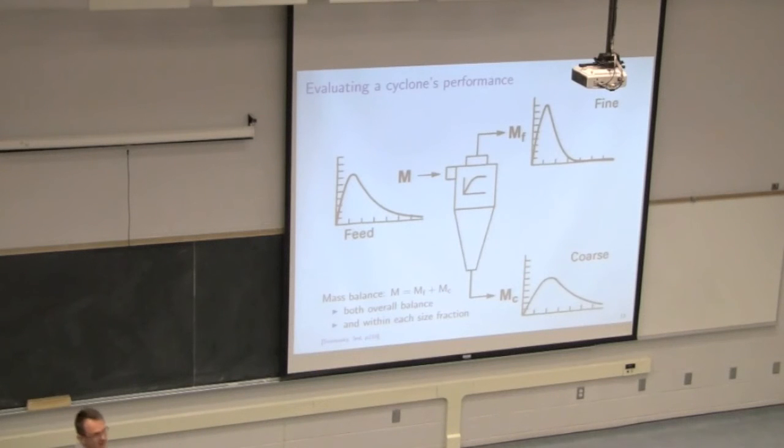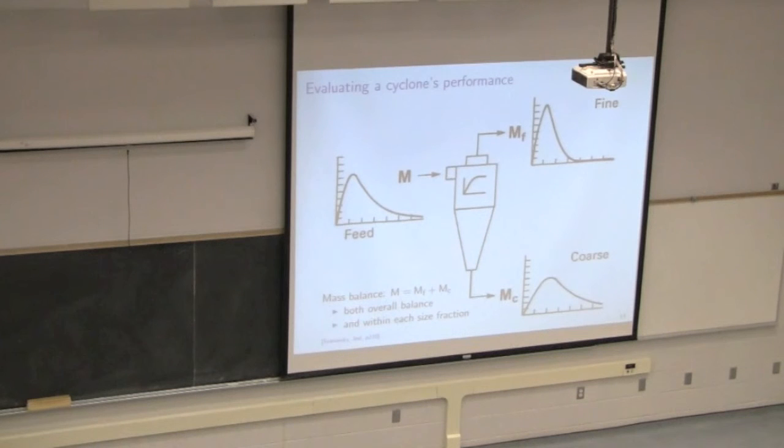So the main focus of today's class, however, is understanding how we can evaluate a cyclone's performance. And then once we have a mechanism to evaluate its performance, we can go look at the variables we can adjust to manipulate performance as required. Or conversely, if we've got a cyclone operating and it's not giving us the desired performance, how can we move it towards the direction we require? So here's how we consider cyclones.